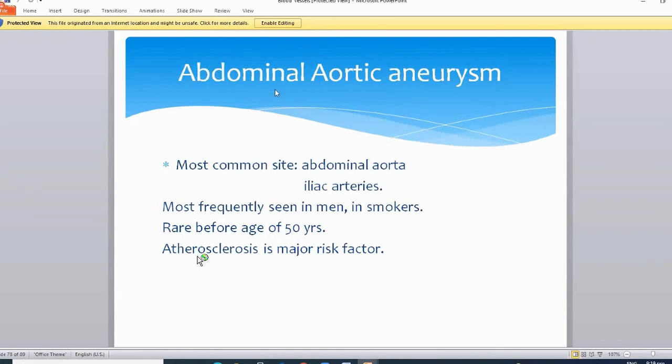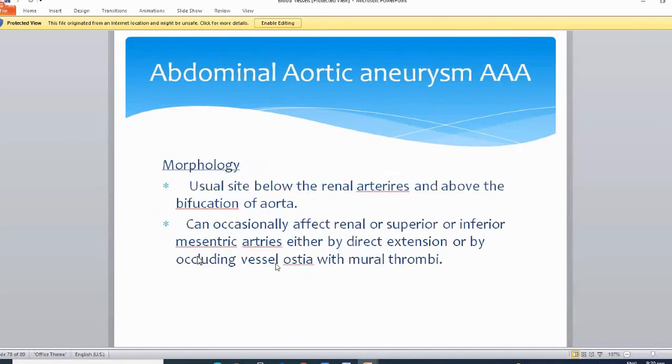Now, aneurysms can be classified based on the shape as well, fusiform and saccular, and another type is based on the site, abdominal aortic aneurysm. The most common site is the abdominal aorta and iliac arteries. Most frequently seen in men who are smokers. Rare before 50 years, and its major risk factor is atherosclerosis.